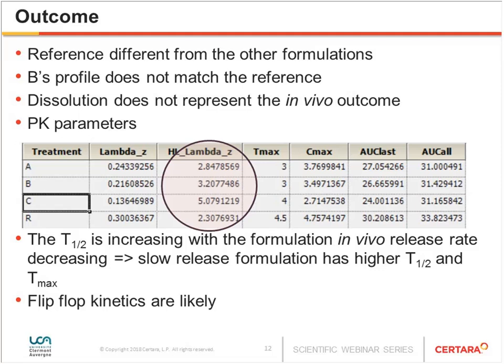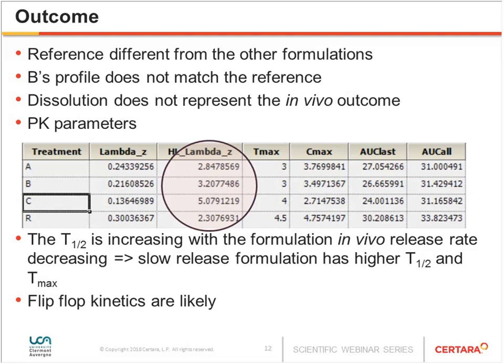Trying to go ahead means that we can try to analyze the data using, for example, Phoenix WinNonlin. So we are going first to analyze the plasma concentration curves, and for example, we are going to do a non-compartmental analysis of the data. When you have here the formulations A, B, and C, you can see in the table lambda Z, which is the terminal rate constant. You have the terminal half-life, HL lambda Z, the Cmax, AUC last, and AUC0-inf.